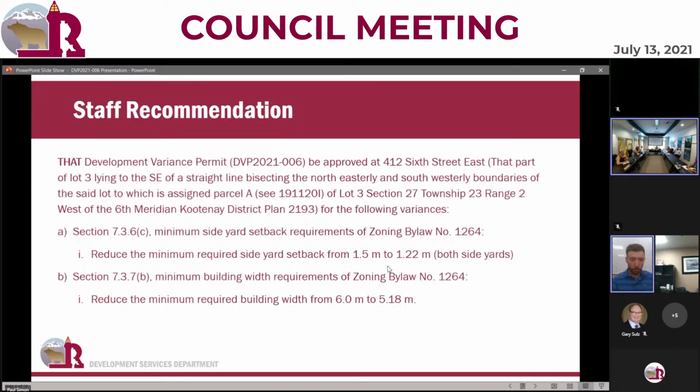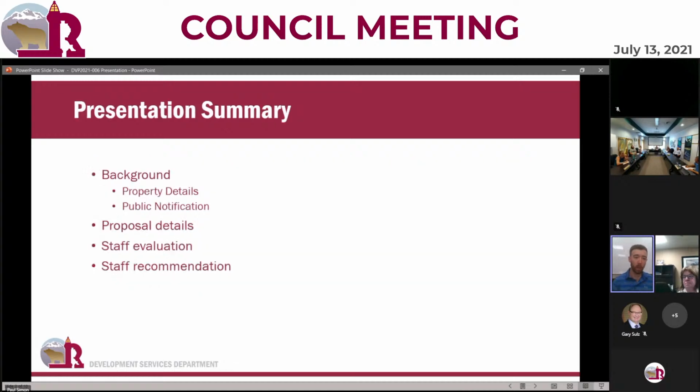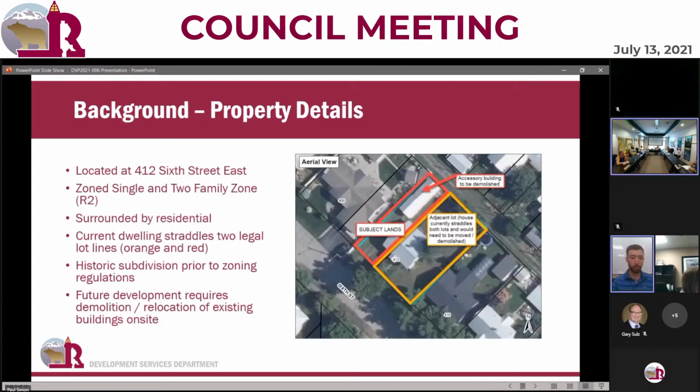All right, thank you. So staff are recommending approval of the variance to vary both minimum side yard setback requirements as well as the minimum building width as specified in zoning bylaw number 1264. And we'll get into some details as to why staff are recommending approval. So we'll start off with a little bit of an overview of the background on the property, get into the details of the proposal itself, and then conclude with the staff evaluation and reiterate the recommendation.